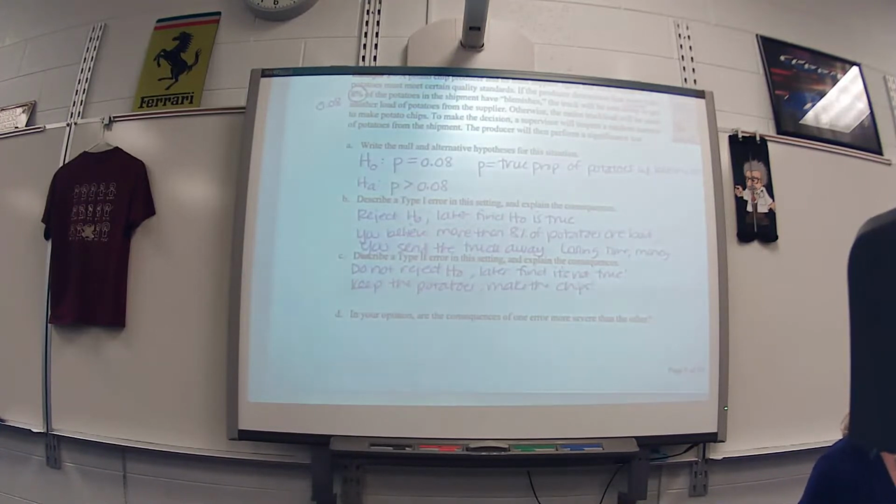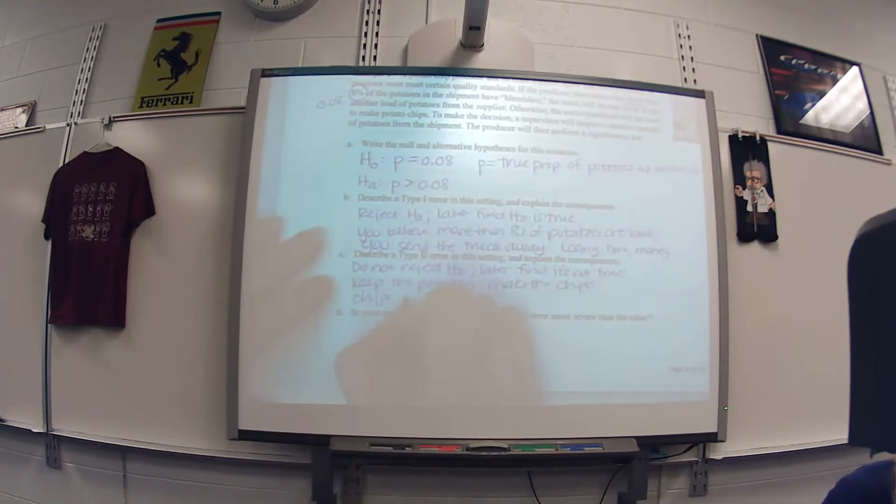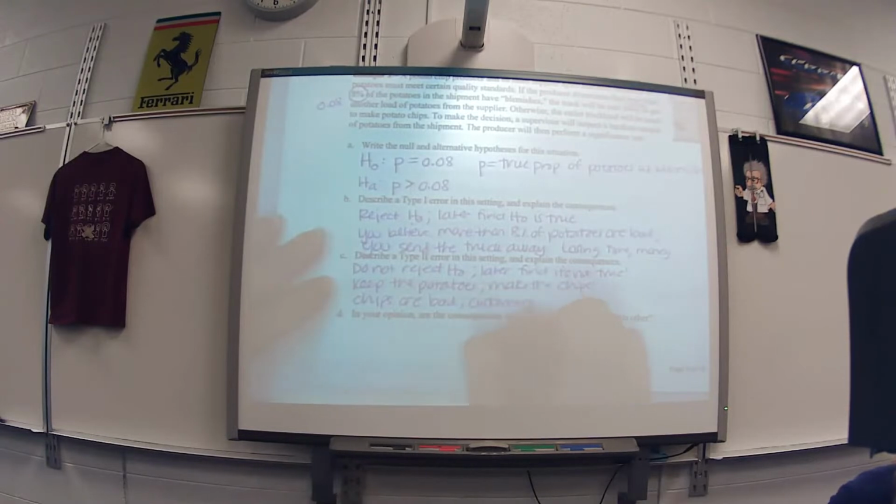Now, what does that mean about your potato chips though? If you're using bad potatoes, you ever open a bag of potato chips and they're like all brown and stuff? I don't like potato chips much anyways, but I don't eat the brown ones. If I eat Lay's potato chips, they're going to be like the light, fluffy yellow ones. Okay. So again, describe a type 2 error in this setting. You keep the potatoes, you make the chips. The chips are bad, and the customers now get mad.